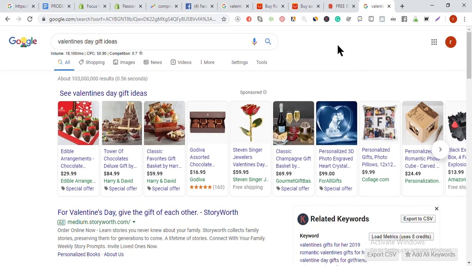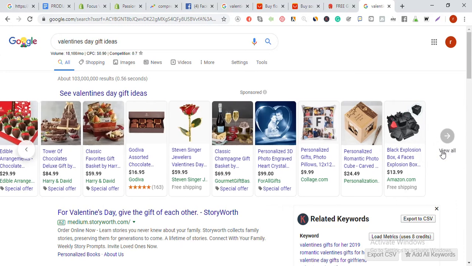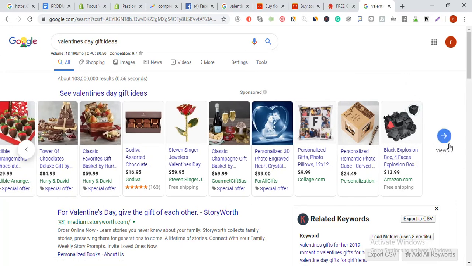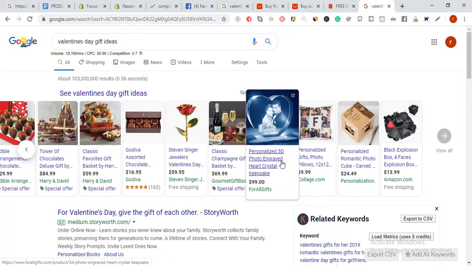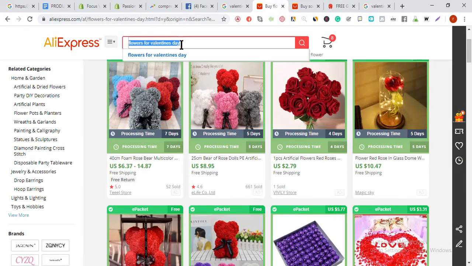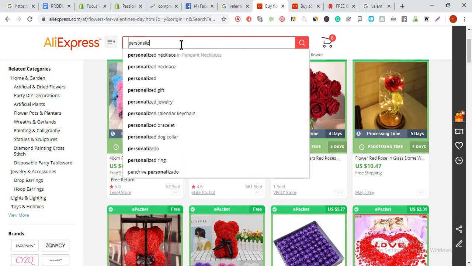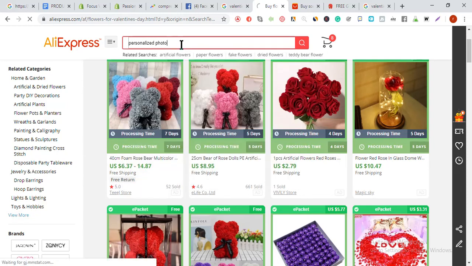So for other sellers, chocolates, flowers, yes to that. But our customers can just go to Walmart or any flower shop right next to their homes and get the fresh ones. Why not, right? Why do they need to order from us? They don't need to do that. Here, look at this one. Personalized 3D photo engraved heart crystal keepsake. Maybe we can try this for Valentine's Day, right? So personalized photo something. Let's say personalized photo. Let's see.